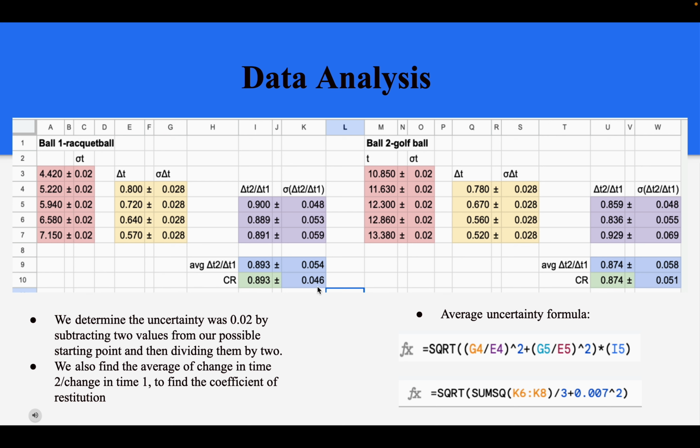And the difference in those two equations is that we use the sum of squares of a set of values, and the value K6 through K8 represents the uncertainty of the delta time 2 over delta time 1, and then you divide that by 3 because it's 3 values. And then the 0.007, we got it from the average of the uncertainty of the change in time, and then you square that, and that's how we got the uncertainties in blue for the coefficient of restitution and the average of this division.